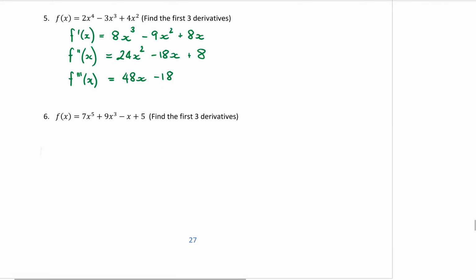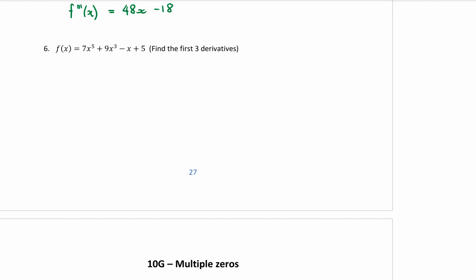Okay, one more to practice differentiating, the first three derivatives again. f'(x) equals 5 times 7 is 35. x, subtract 1 from the power, is 4. Second term, 3 times 9 is 27. x, subtract 1 from the power, is 2. The minus x, that would be a minus 1 there. The x will disappear, so minus 1. And the 5 is completely gone.